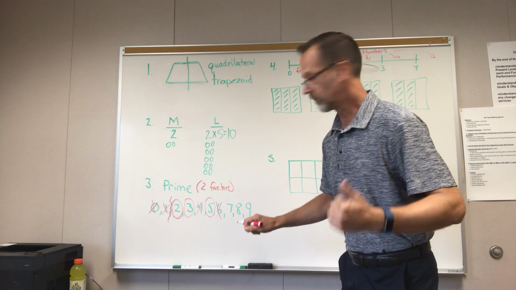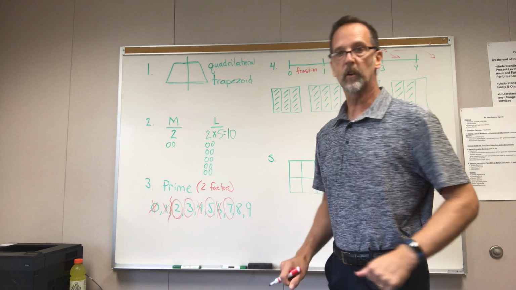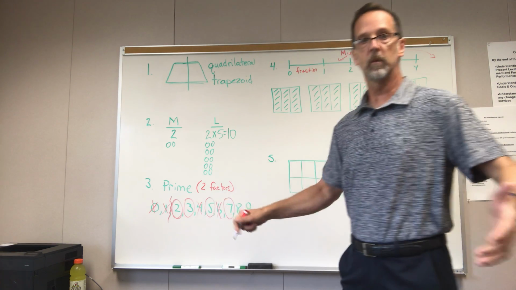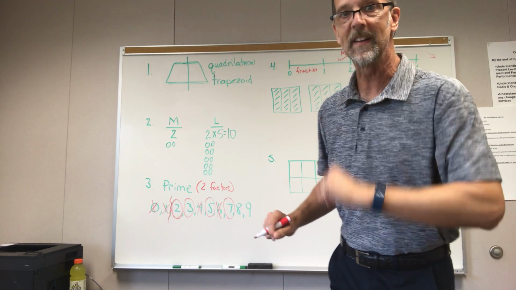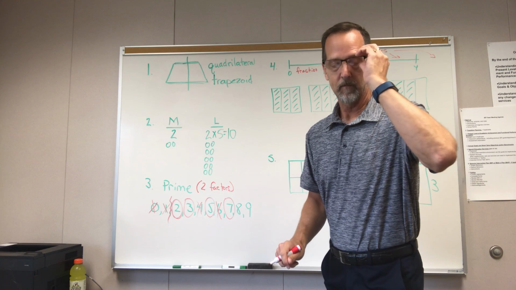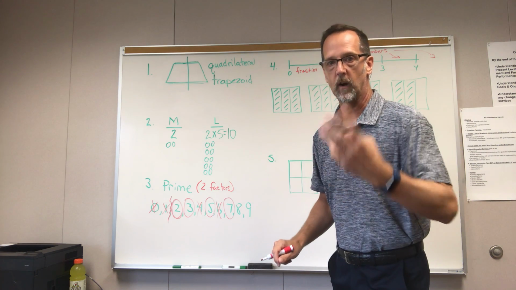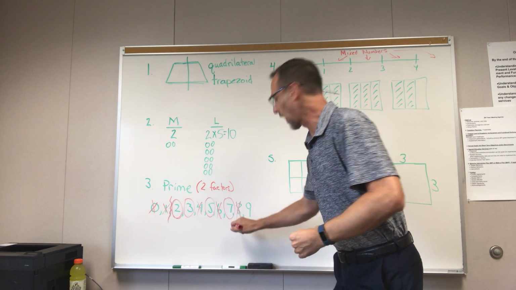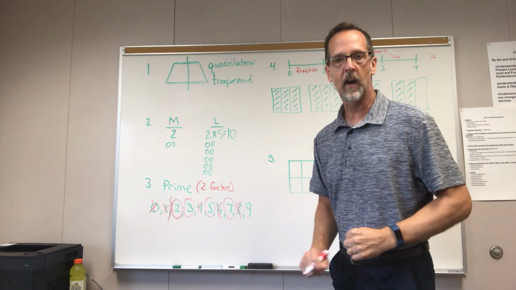Any others? Nope. Now I know what you're thinking. Oh, all the odd numbers are going to be prime, right? Wait a minute. Let's go to 8. Okay? 1 times 8, 2 times 4. That's 4 factors. 8 is not prime. 8 is composite.